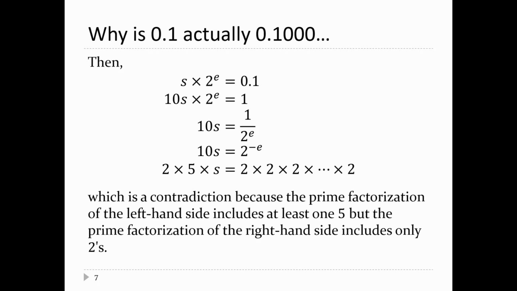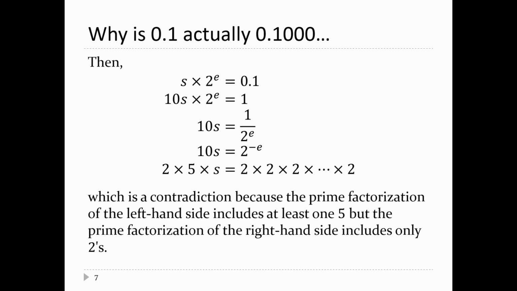Or the absolute value of e times. So there's the absolute value of e2s on the right-hand side. What's the left-hand side? Well, 10 is 2 times 5. I don't know what s is, but I don't care what it is either. All that I care about is that there's a 5 here.